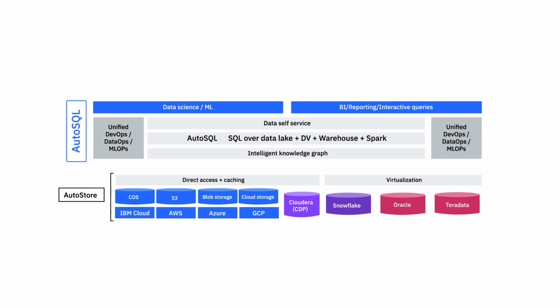Now we have a single interface and engine to support both data science and BI across any data source environment, whether that be your on-prem data warehouse, S3 buckets in AWS, data lake in Azure, Snowflake, Oracle, Teradata, it doesn't matter. All right, now let me show you with a quick demo how easy it is to access data from various sources with AutoSQL on our end-to-end hybrid data platform, IBM Cloud Pak for Data.